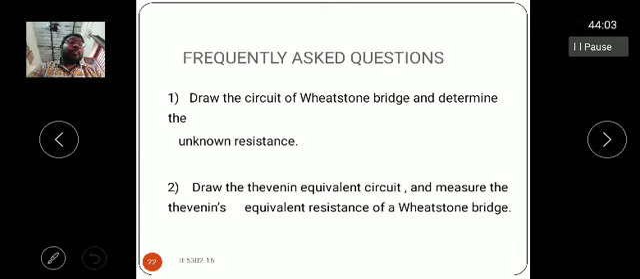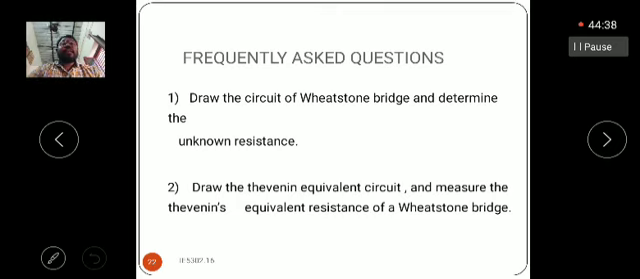One more important and very useful concept is the Thevenin's equivalent circuit: draw the Thevenin's equivalent circuit and find the Thevenin's equivalent resistance of the Wheatstone bridge. This is very important in competitive exams also, because we must know the concept of Thevenin's circuit. Only then can we draw the Thevenin's equivalent circuit for the Wheatstone bridge. In the Wheatstone bridge we know the circuit, but how do we convert it into the Thevenin's equivalent circuit?